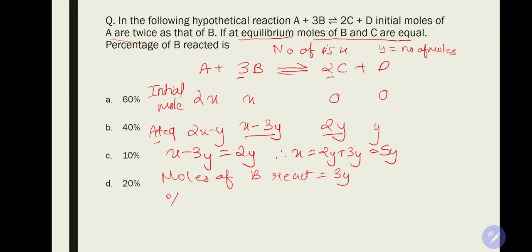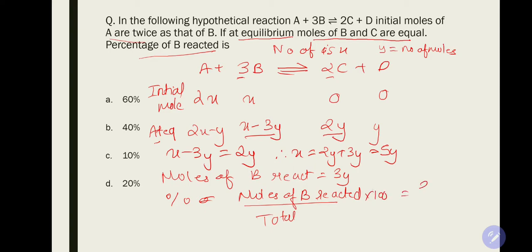Therefore, what is the percentage? The percentage is equal to moles of B reacted, because they have asked the percentage of B reacted, upon total moles, into 100, which is equal to 3Y upon X into 100. We know the value of X is 5Y, so we can write 3Y upon 5Y into 100.